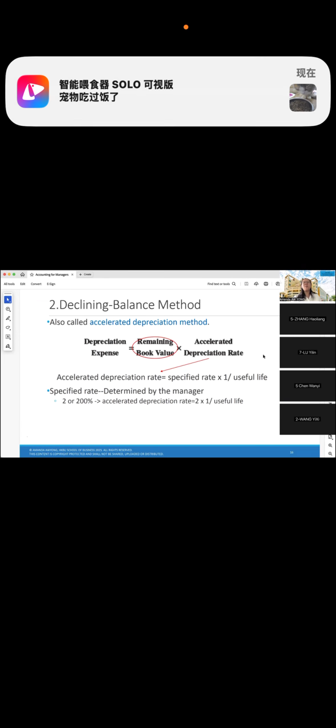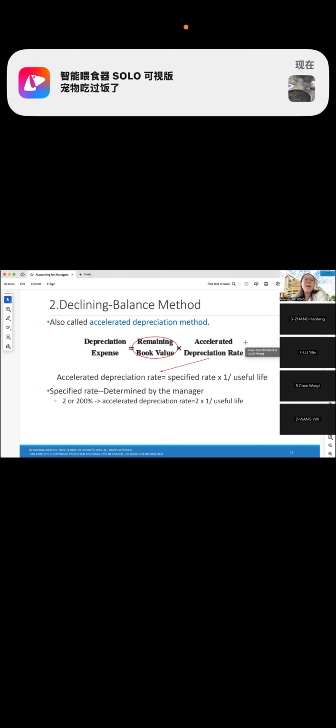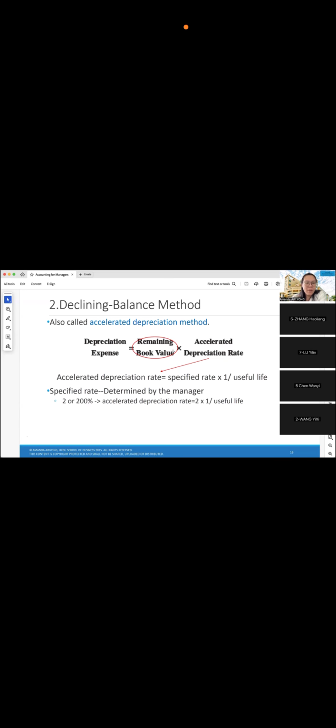Okay, so how do we calculate depreciation expense under the declining balance method? For the formula, it would be the remaining book value as at the end of each period, multiplied by the accelerated depreciation rate. How do we calculate the accelerated depreciation rate? We are going to take the specified rate, and in our case, it is going to be 2, multiplied by 1 over useful life. Which means that for the purpose of our class, it is always 2, so the accelerated depreciation rate would always be 2 over useful life.